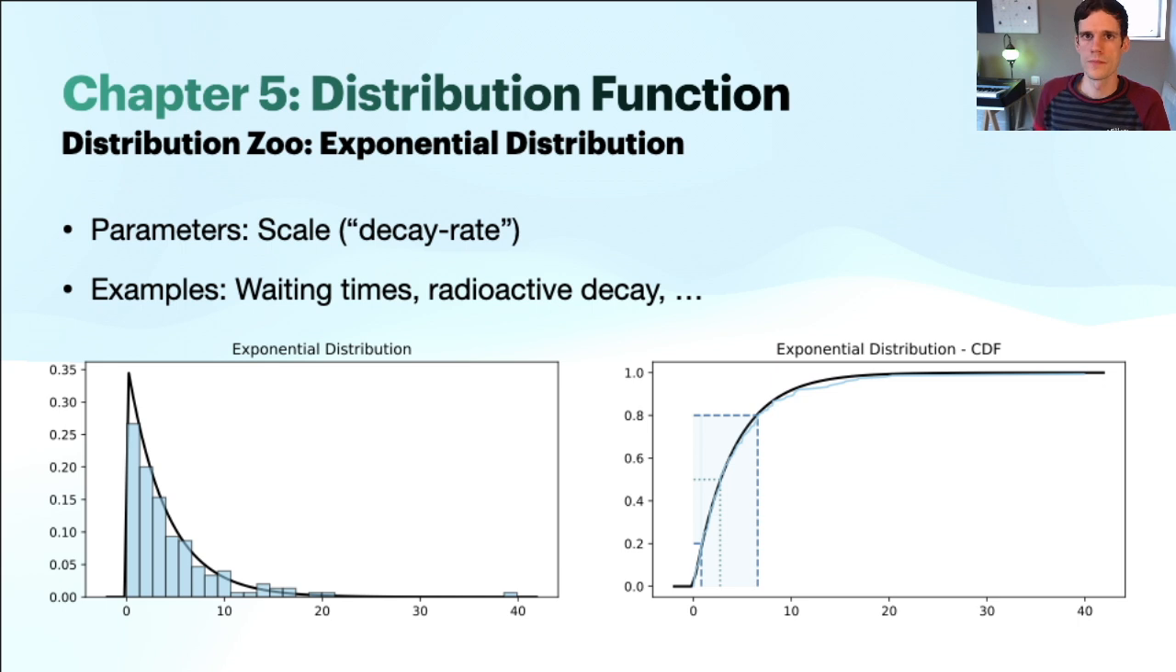Now, if you measure the time interval between these events, for instance, in the car example, if you measure the time between 2 cars passing and collect all of these data points, then these will be distributed according to an exponential pattern. It will start out very high and then it will quickly taper off. And this function only takes in one parameter, namely the scale or the decay rate.